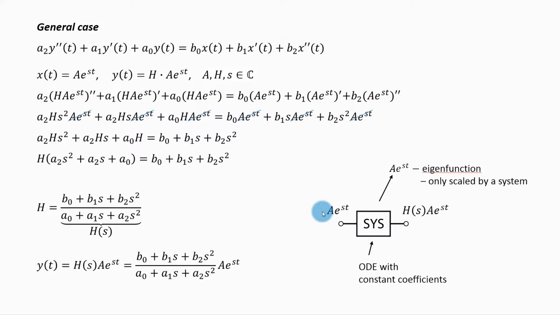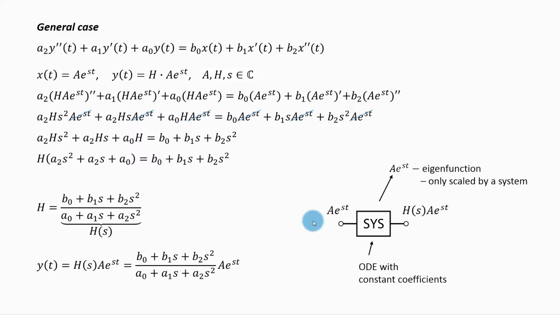But if you feed the system a complex exponential, the only thing that the system does to this complex exponential is that it multiplies it with a complex number. Well, this result gets mathematicians excited, and they even gave this function a name. They call it an eigenfunction. So an eigenfunction of a system is a function which you can put at the input of a system, and the system will only multiply it by a constant. For the systems described by an ordinary differential equation with constant coefficients, the eigenfunction is the complex exponential. Other systems can have different eigenfunctions.